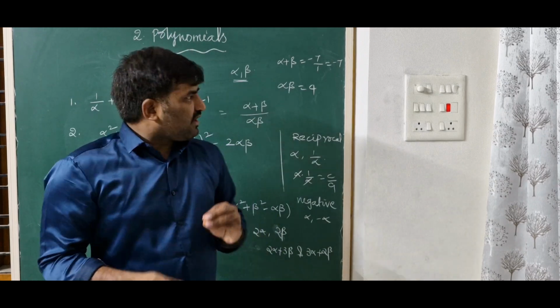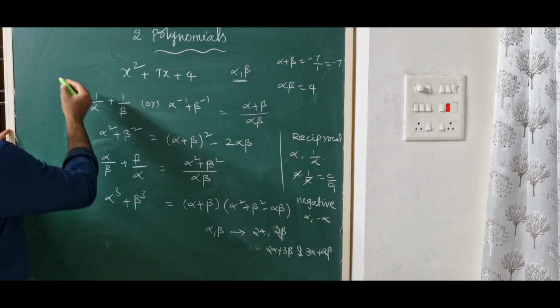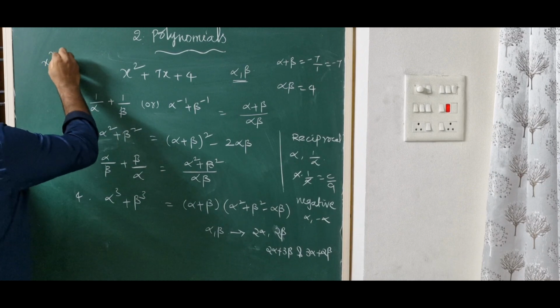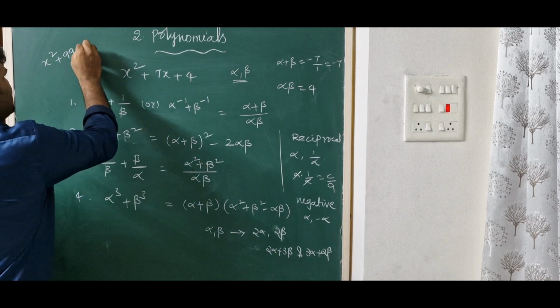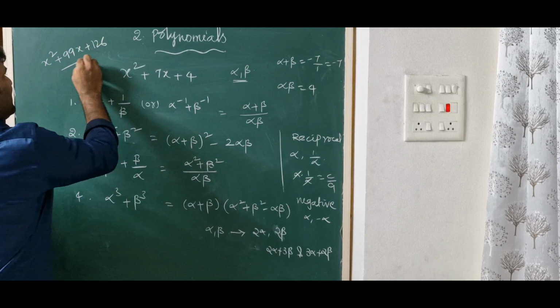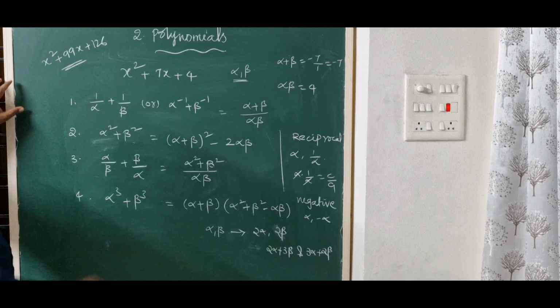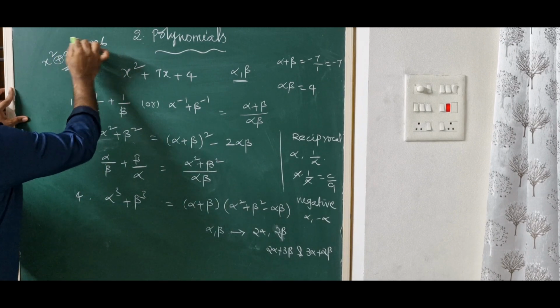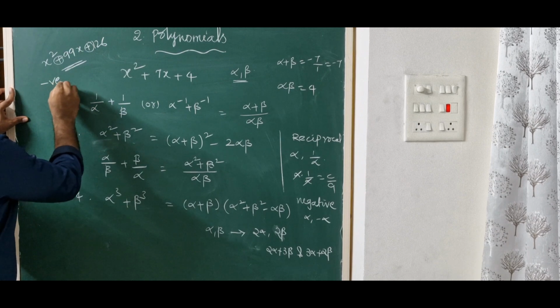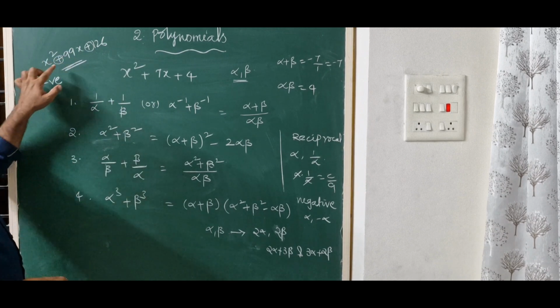And one example, one question they are asking for MCQs: x square plus 99x plus 126. What are the zeros of this polynomial? If you want to find the zeros of this polynomial, if this is positive and this is also positive, both the values will be negative. Remember this. Both the values are negative.